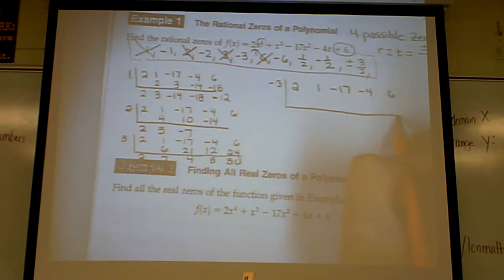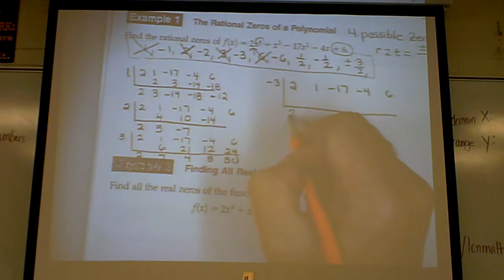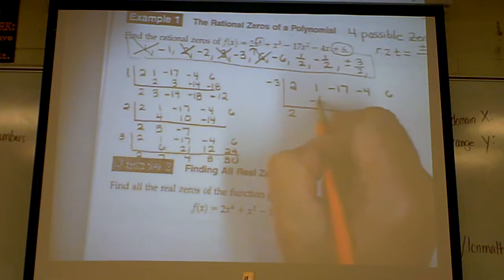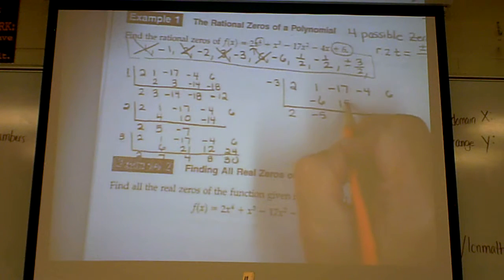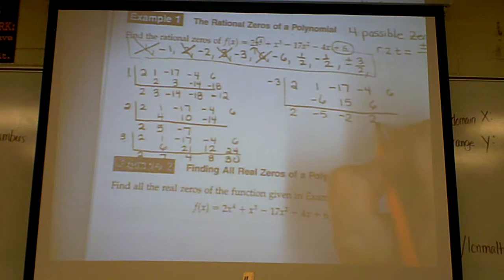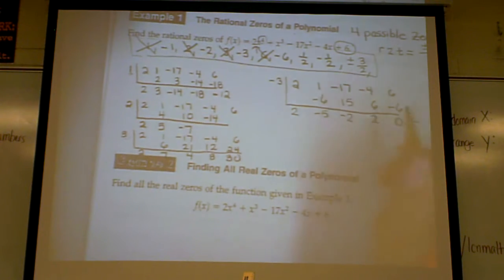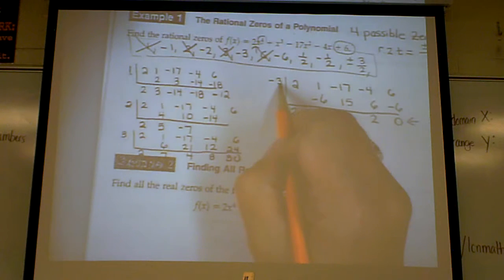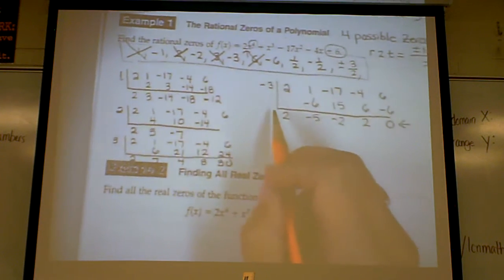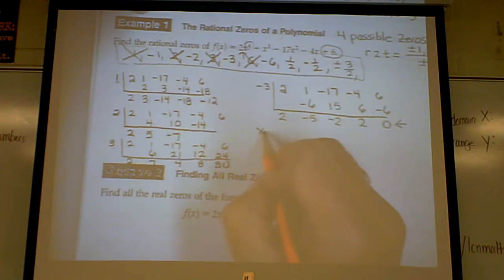Okay, so we're going to try negative 3. Bring down the 2, multiply, add, multiply, add, multiply, add, multiply, and add. Yay, that's what you want right there. You want a 0. So, negative 3 is a 0. Now, how will you write this in factored form? You're going to write x plus 3. Very good, x plus 3.